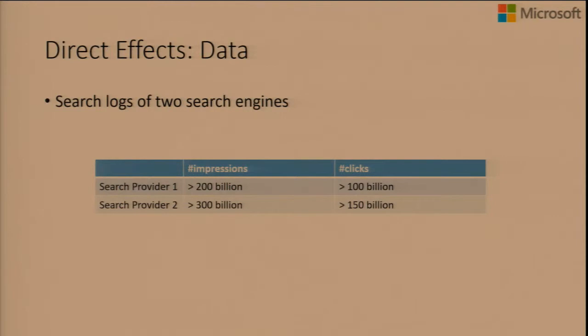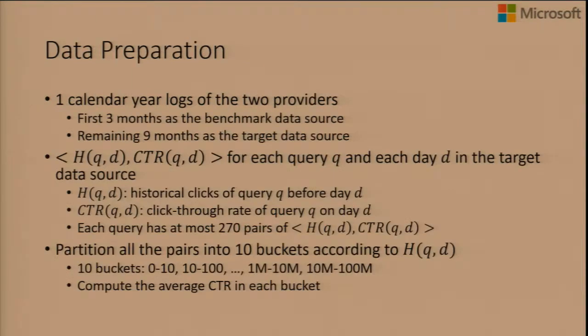Let's first go to the first study. To study the direct effects, we collect some data. Our data are the search logs of two big search engines in the North American market. We collect about 1 calendar year of the logs. For the first provider, we collect more than 200 billion searches, and it has more than 100 billion clicks. For the second provider, we collect more than 300 billion searches, and it has more than 150 billion clicks. We partition the data into 2 parts. The first 3 months, we treat as a benchmark data source. It will be used in our later study. And the remaining 9 months are used as a target data source.